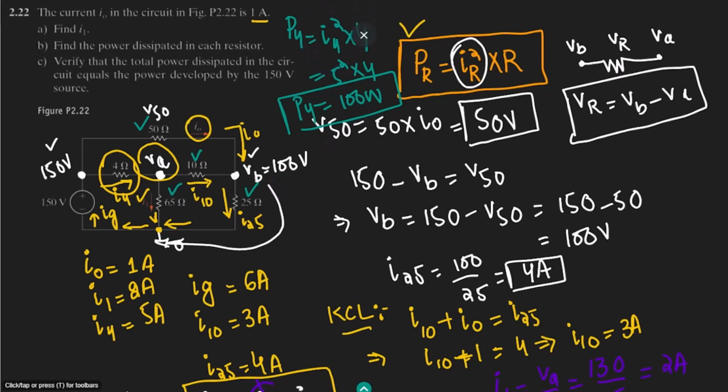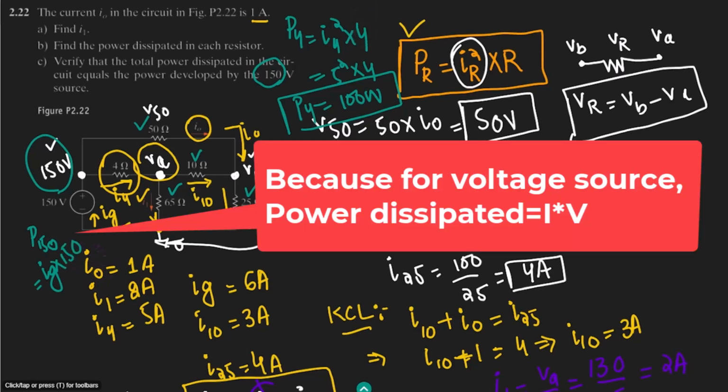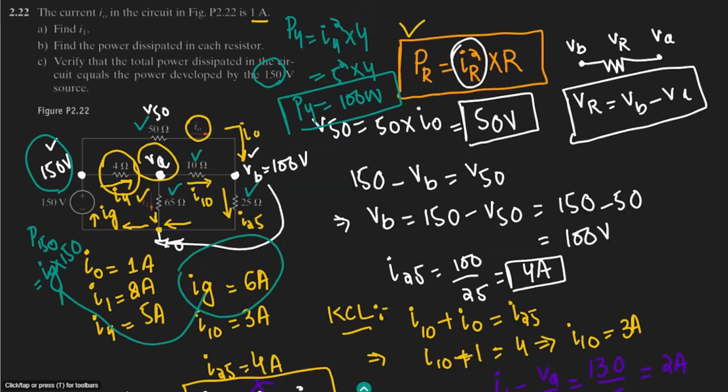At the end, when you add them together, you will see that they are equal to the power generated by this 150 volt source. The power generated by this 150 volt source is equal to Ig multiplied by 150. Ig is already known. You put this value here and multiply it with 150, and when the power dissipated by all of these resistors is added together, it will be equal to 6 multiplied by 150, and that is 900 watts.